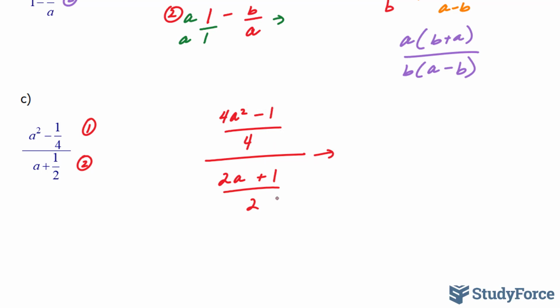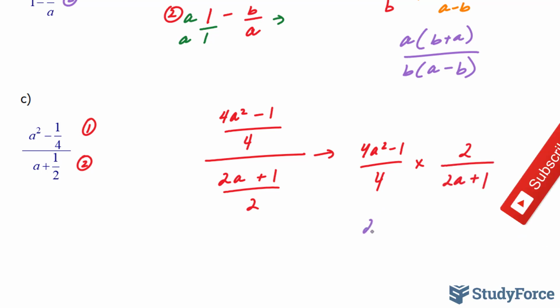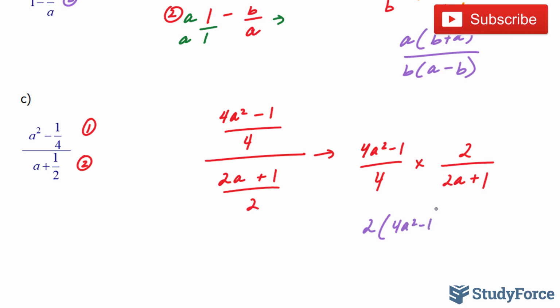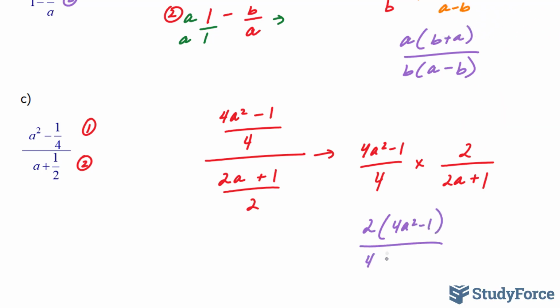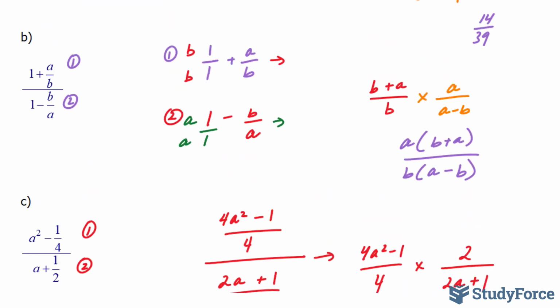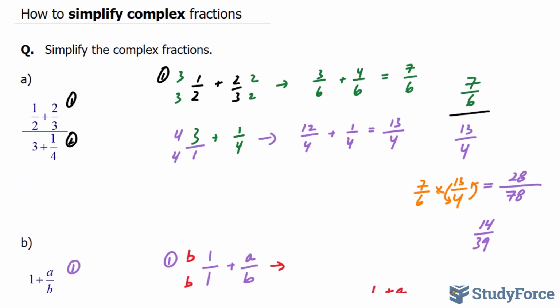We have a fraction over a fraction, and so we end up with 4a squared minus 1 over 4 times the reciprocal of this fraction, giving us 2 bracket 4a squared minus 1 over 4 bracket 2a plus 1. And you can further simplify this where it becomes 1 over 2, or simply the 2 at the bottom with nothing at the top. And so there you have it. 3 examples on how to simplify complex fractions.